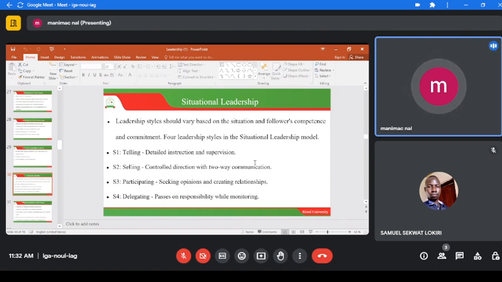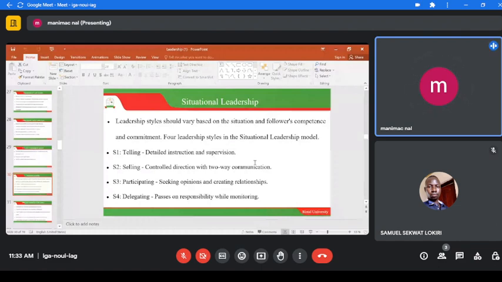The leadership styles in this situational leadership model: situation number one is telling, which means detailed instruction and supervision. So in situation one, you need to tell, and be detailed when you're giving instructions and providing supervision to the people that you are leading, depending on the situation that you are handling. Situation number two is selling, where you need to control directions, where you're going, and communication. We expect you to communicate and them giving you back the communication.